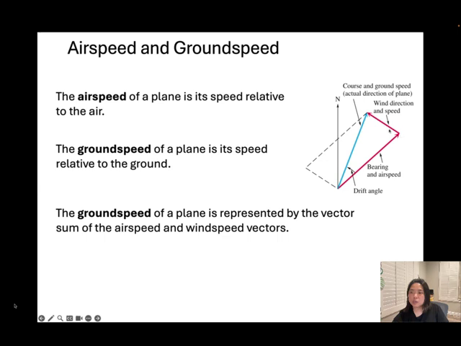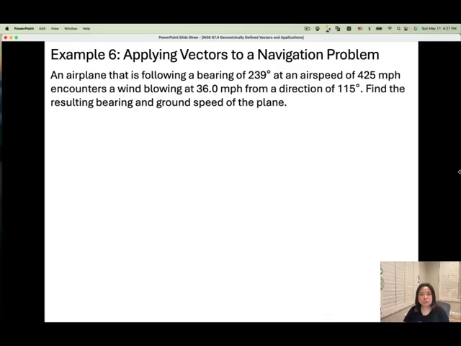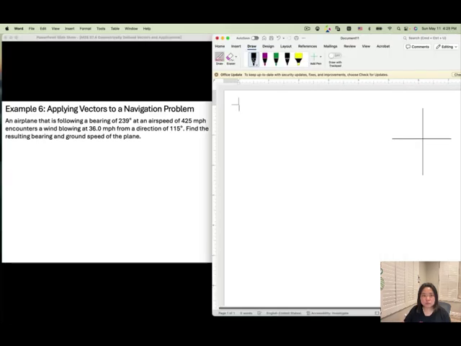Direction, the wind direction going this way, and make it like the resultant, the blue one here. Example 6, applying vectors to a navigation problem. So this one, let's do it together.